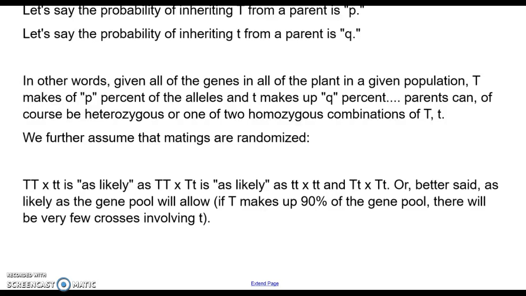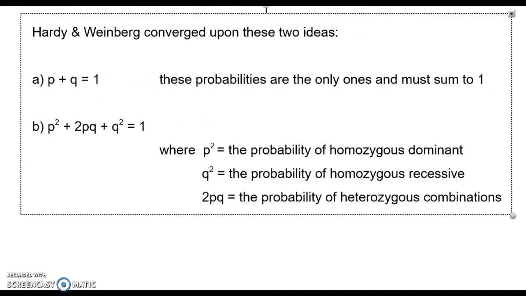And I should say that when we say that one cross is as likely as another, we're saying that it's as likely as the gene pool will allow. So in my example here, if big T for whatever reason makes up 90% of the gene pool, then there'll be a small percentage of the crosses involving little t. But there's nothing favored here. It's just that all the matings are random. Okay, so let's see where we go with that.